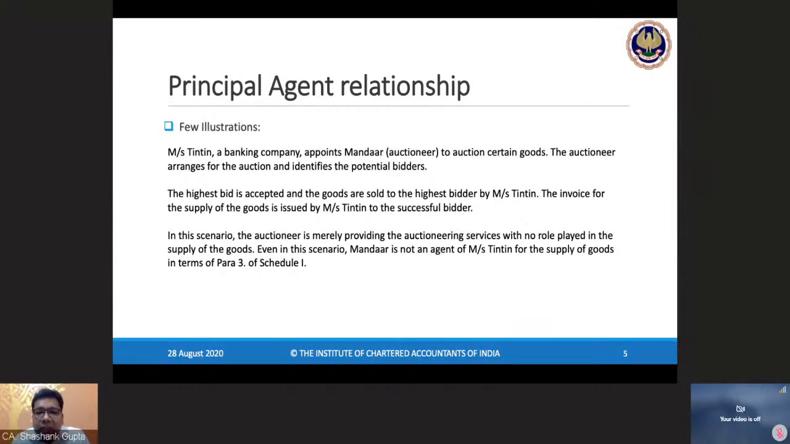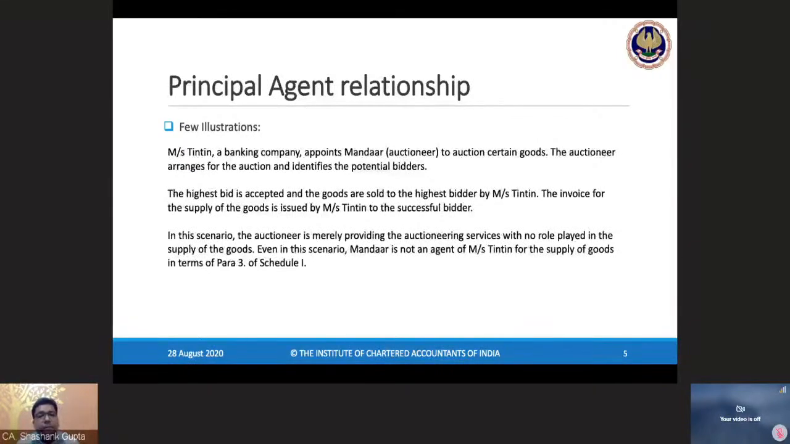Otherwise, the sale and purchase transaction, so the sale is happening from Messrs. Tintin, and the same is being bought by the buyer. The auctioneer is nowhere playing any other distortion in the transaction. So again, this will not be covered under Schedule 1.